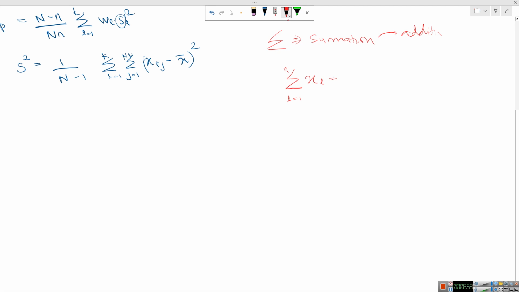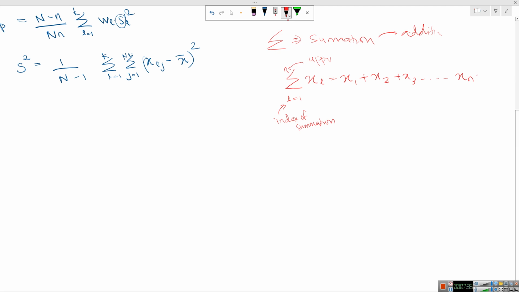So this is equal to x1 plus x2, because this i is called the index of summation, and this n is called the upper limit of summation, up to which point we are going to sum the function falling within this summation notation. So x1 plus x2 plus x3, up to xn. So we have n terms here.